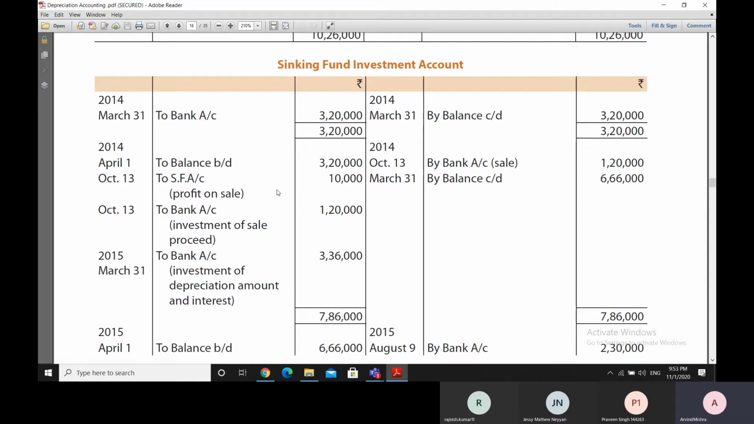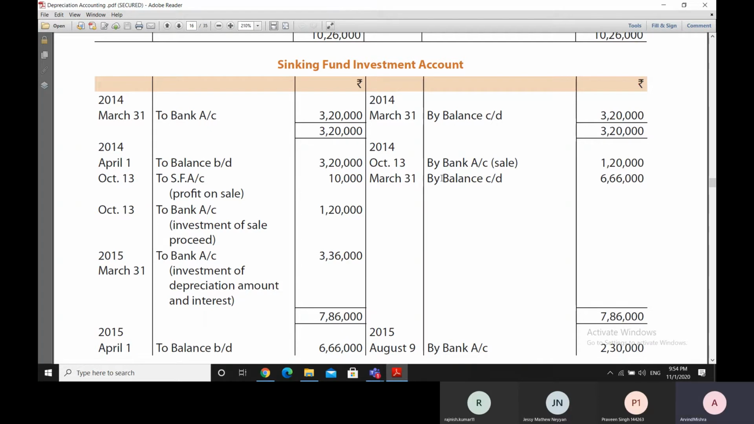Now on October 13th itself, we have to invest the sale proceeds once again. So when we invest the sale proceeds once again, we credit the sinking fund investment account and we debit the bank account. We are debiting the bank account and crediting the sinking fund investment account by investing the sale proceeds of 1,20,000 rupees that we had received earlier.